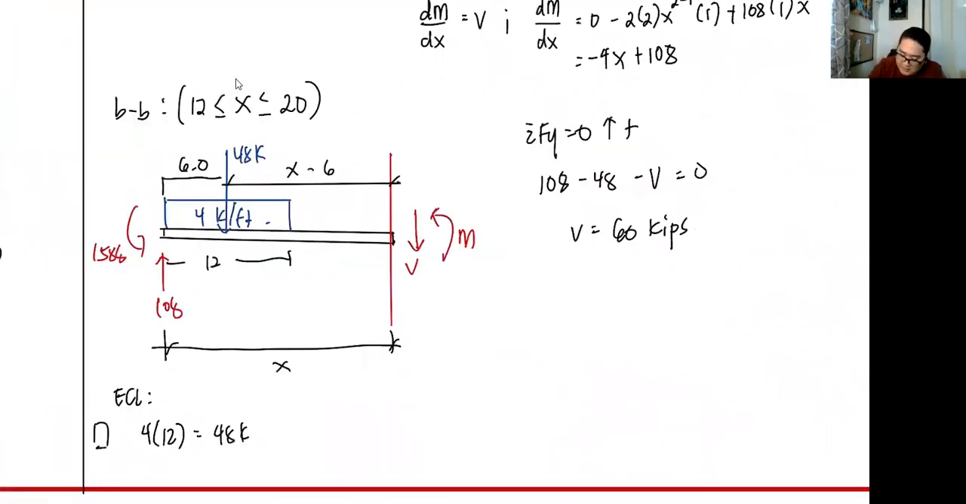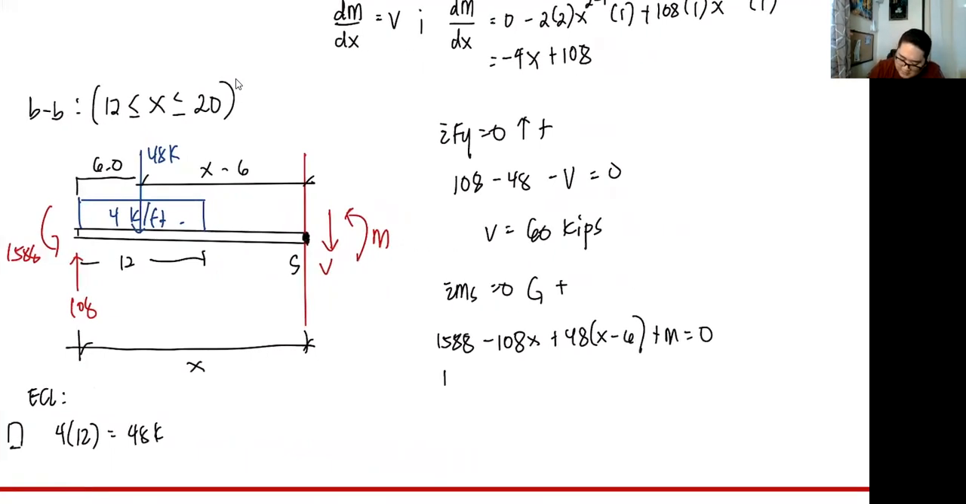Next is yung moment. Summation of moment S is equals to 0. Tawagin ko tong S. Taking counterclockwise as positive. We have 1588 minus yung 108 natin times x plus 48 times x minus 6, and then plus m is equals to 0. So since positive yung m, transpose natin lahat to the other side. So this will be negative 1588 plus 108x minus 48x minus 6.